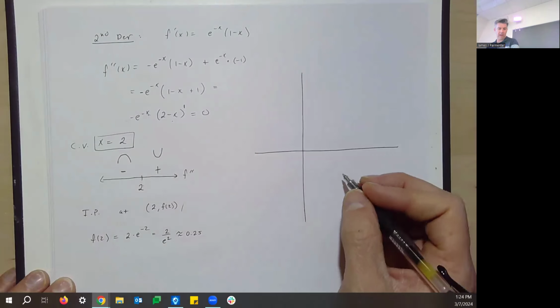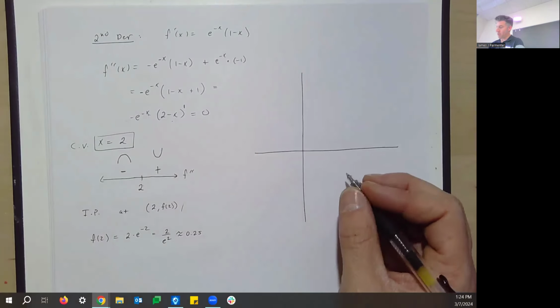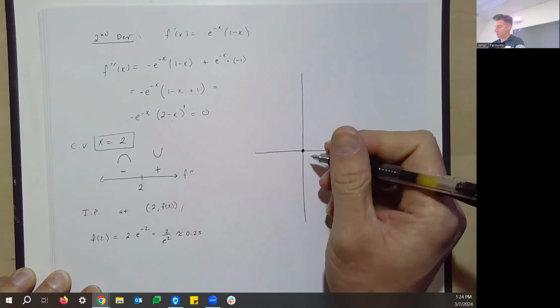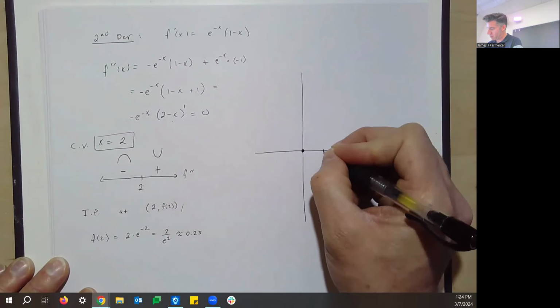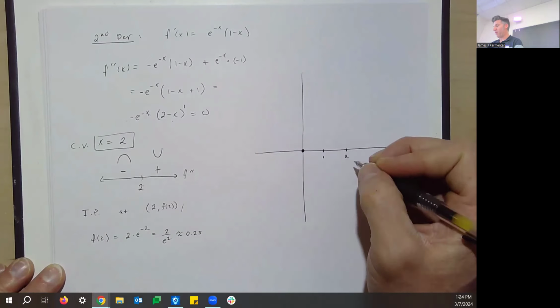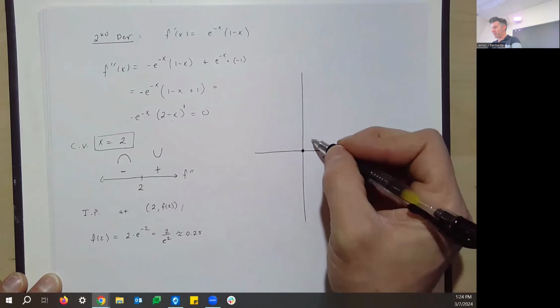So let's see. Looking back at all my stuff, I have an intercept at the origin. And then I have a relative maximum at x equal to 1. I have an inflection point at x equal to 2. And on my y-axis, I would like to make my y-scale maybe a little bit larger.